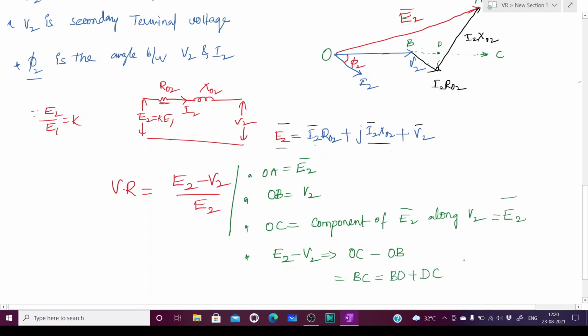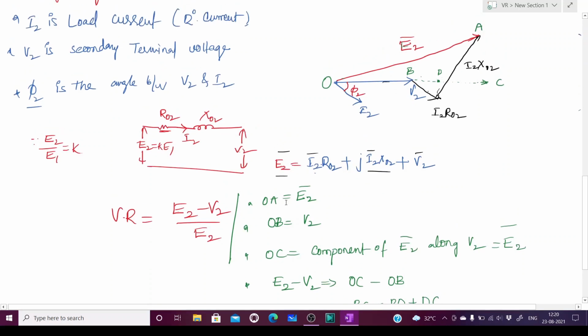So there is nothing to confuse. We are finding E2 along V2 here. For that I have considered OC, which is equal in length to OA. So OC is E2. Now we need to find E2 minus V2 to find the voltage regulation.